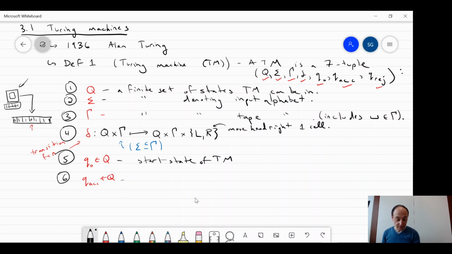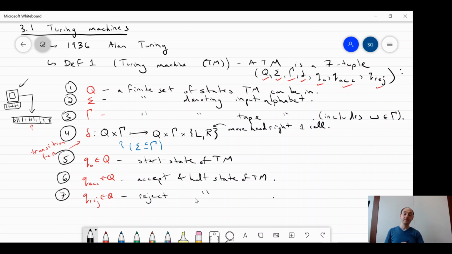So Q accept is the accept and halt state. By which I mean, when you enter Q accept, we assume that the Turing machine halts immediately and outputs accept. Likewise, Q reject is the same idea, except now it's the reject and halt state of the Turing machine. So this is a standard definition. I don't want to go into any more depth than this. I just want to give you a sense of what's under the hood when we say, let's formally define a Turing machine. This is how you do it.